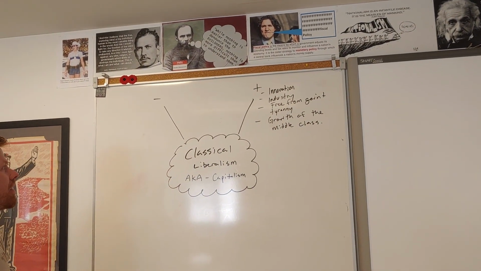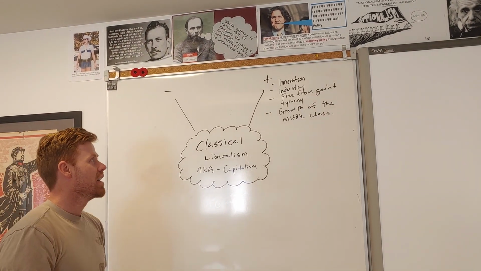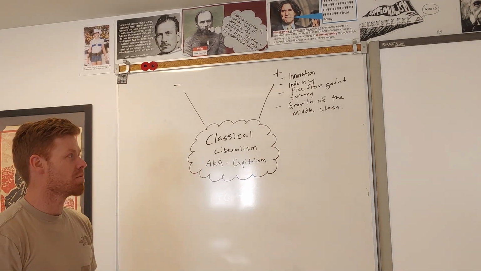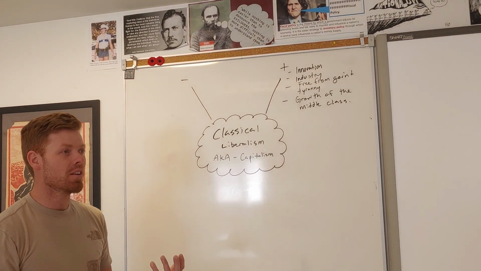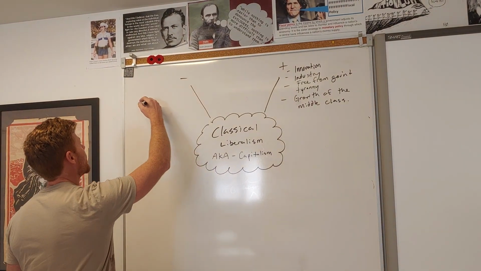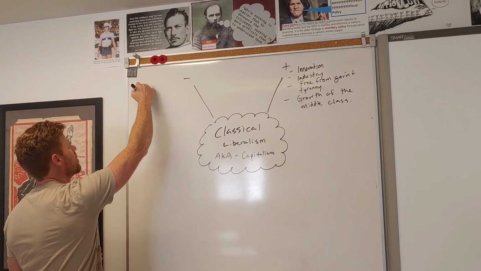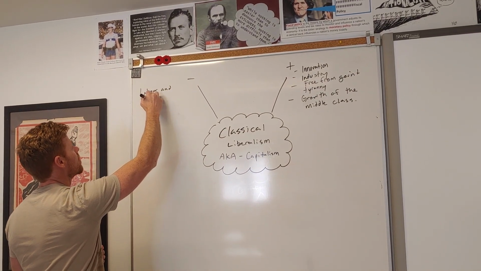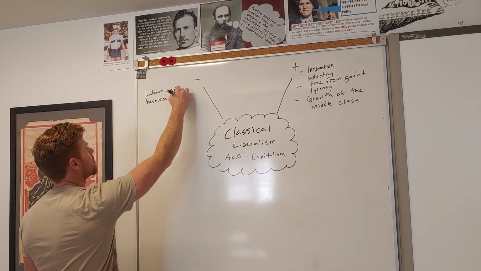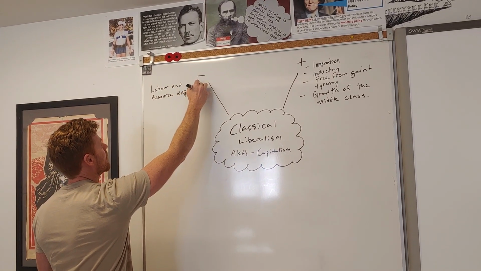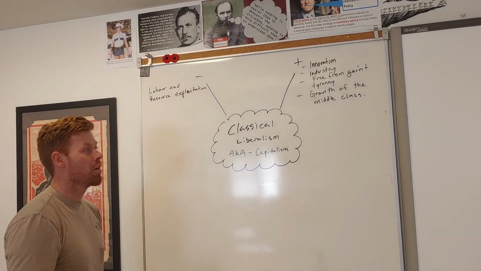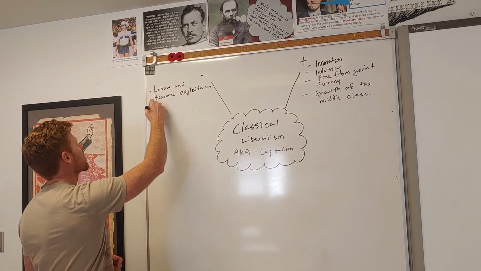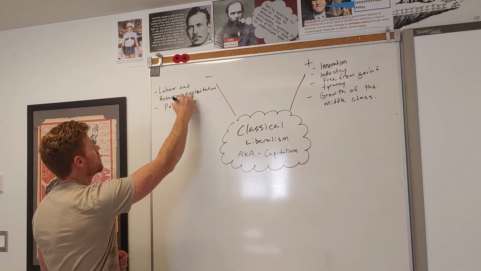Some of the negative things of classical liberalism: because there's no government involved here and really capitalism, like individuals acting self-interested, is what's driving the economy, this caused some people to be really, really greedy. And so this caused things like labor and resource exploitation. So people weren't treated very well. There are no laws that protected laborers, and resources were being used like crazy. This also caused a rise in pollution.